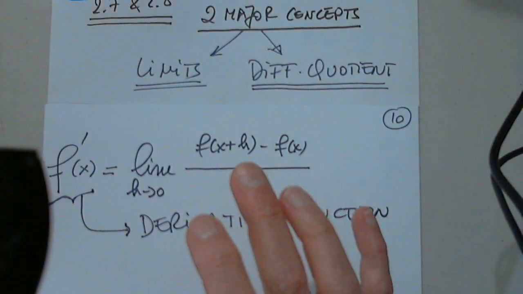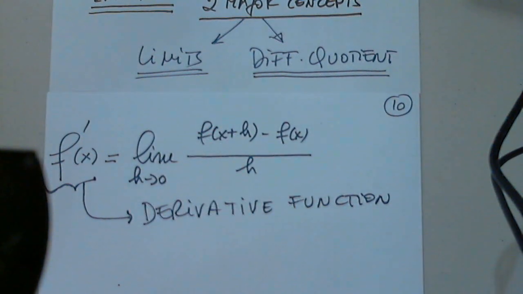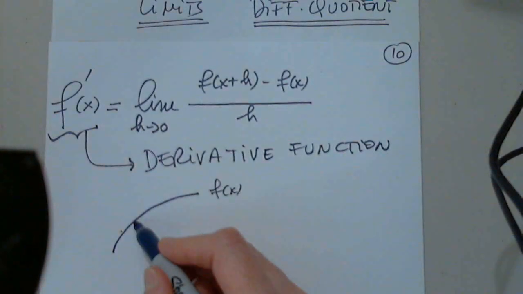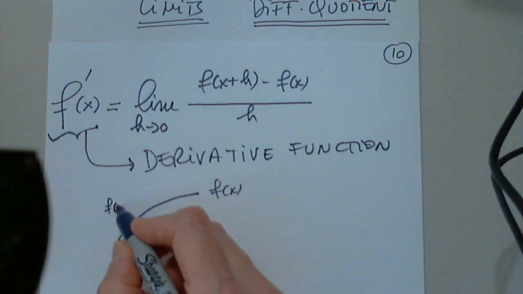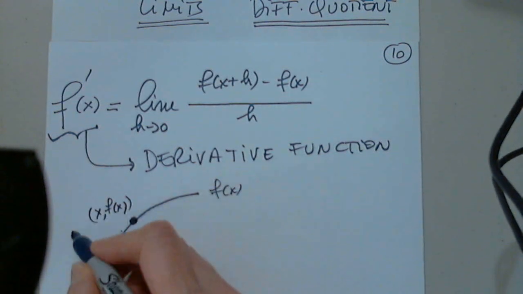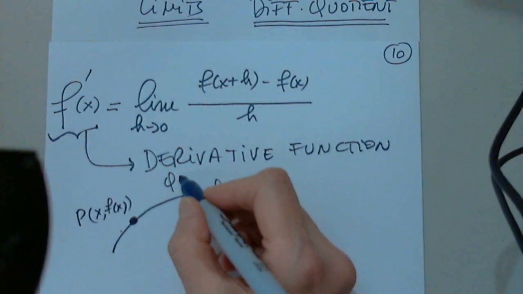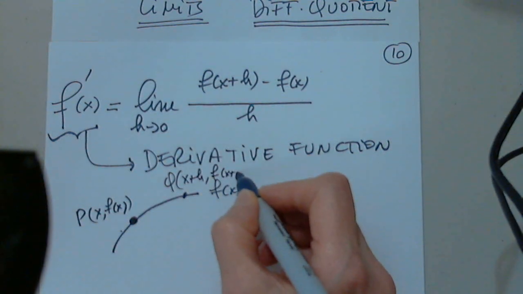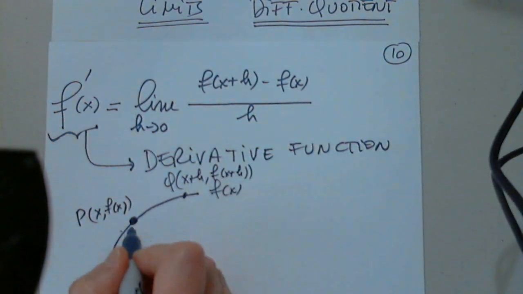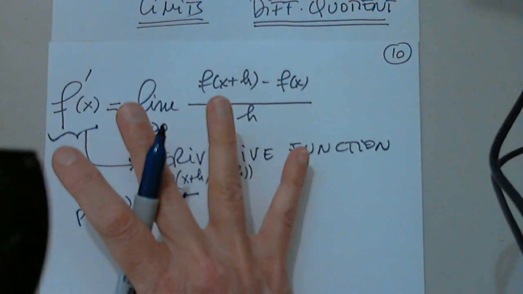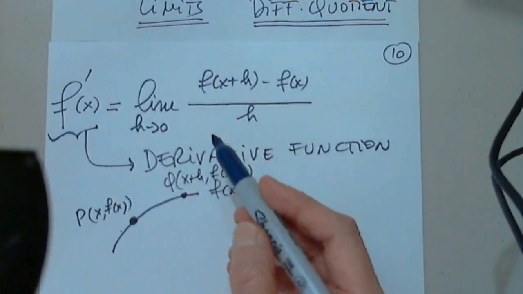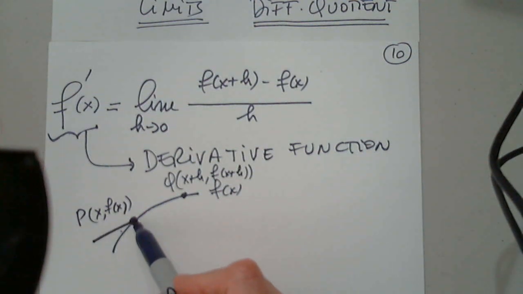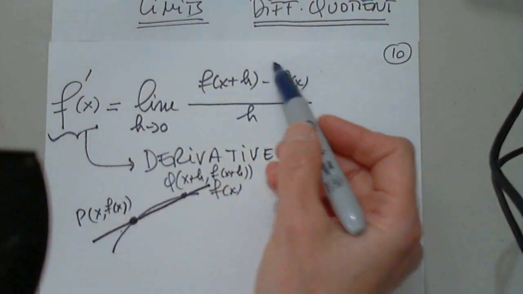So, first of all, let's look at the concept. I'm going to look back at the same function we were playing with from a long time ago. So this is our f of x, comma f of x, that's our P. Of course, this is our famous Q, x plus h, f of x plus h. Nothing new so far. Of course, Q is right here next to P, but I am zooming in because I can't explain otherwise. So what is the difference quotient? It is the slope of this line, of the secant line.